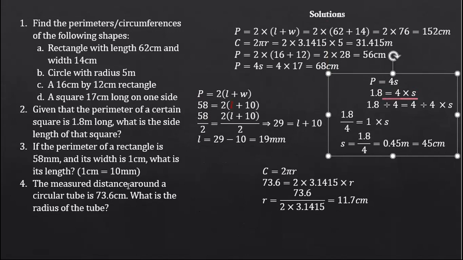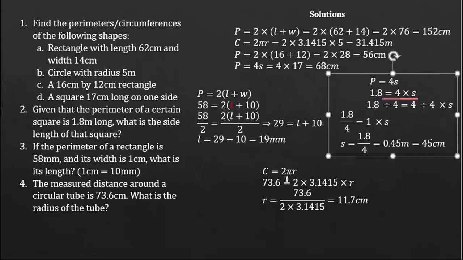The measured distance around a circular tube is 73.6 centimeters. What is the radius of the tube? So we have the circumference, we have our constants, which is 2 and pi, and we are going to do the same thing that we did before. Now, in order to make r the subject of the equation, we are going to divide 73.6 by 2 multiplied by 3.1415.